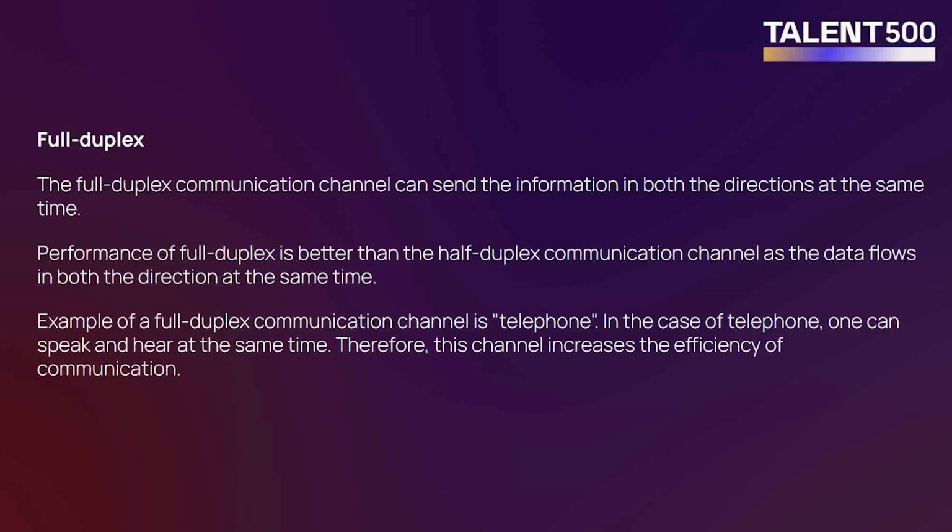But obviously, when it comes to performance, full duplex is better than half duplex channel as data flows in both directions, that too at the same time. You are getting a better performance because you are able to speak as well as hear at the same time, and the channel increases the efficiency of communication also. So this is how you have to explain the different types of communication channels used in CCNA.